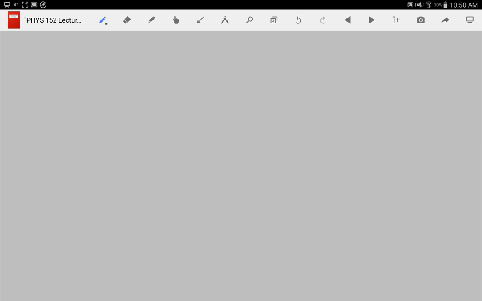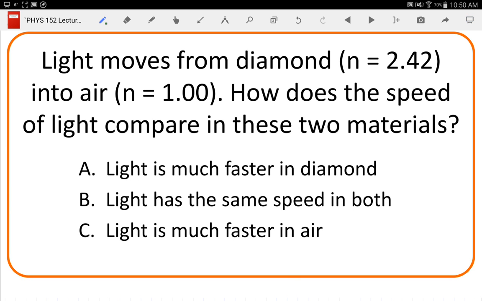Let us have a clicker question. Light moves from diamond into air. How does the speed of light compare in these two materials? I expect 100% here.